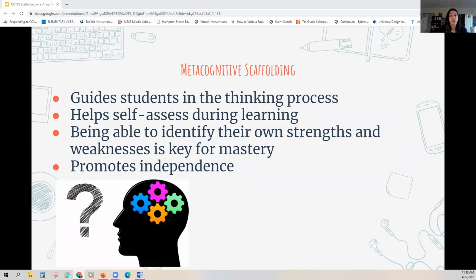Metacognitive scaffolding. So this is the last category, and this is when the student is guided within the thinking process and you help with that self-evaluation or self-assessment piece. This promotes student independence, and really at the end of the day, that's our goal, right? We want our students to be going through their content and being able to be independent with what we're teaching them. So in essence, metacognitive scaffolding pushes our students to be independent and self-reflective learners. When we have this skill set as learners, we're going to be more successful in the virtual setting.